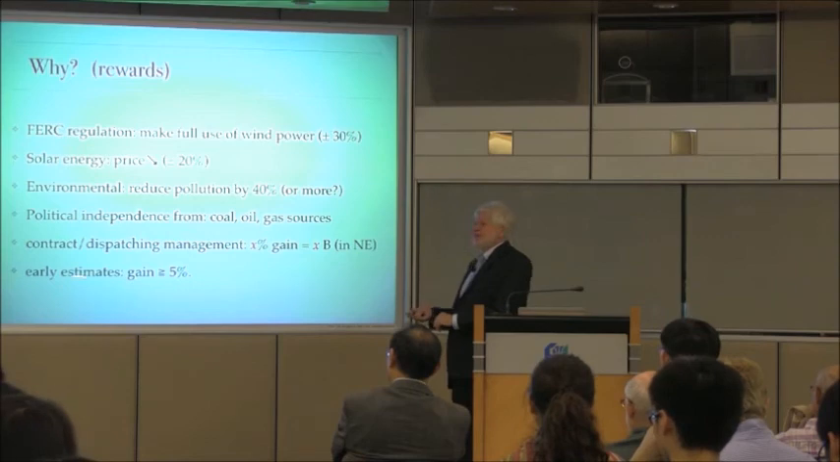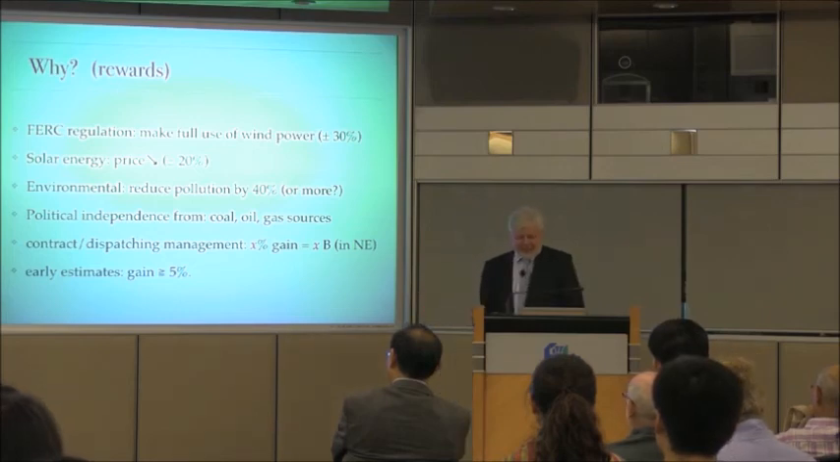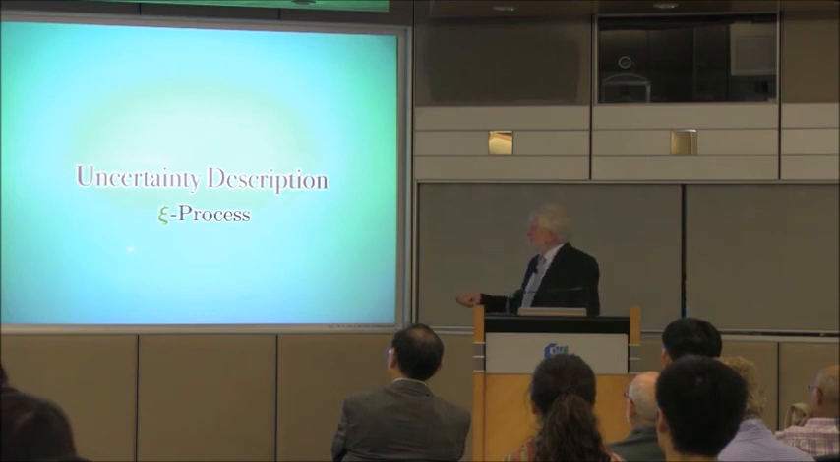The early estimates of our results have been that we can reach a gain of 5%, and I'm going to explain to you how we do this and how we arrive at this. So I'm going to spend a lot of time on the description of the uncertainty, what I denote by the Xi process, which is the uncertainty.